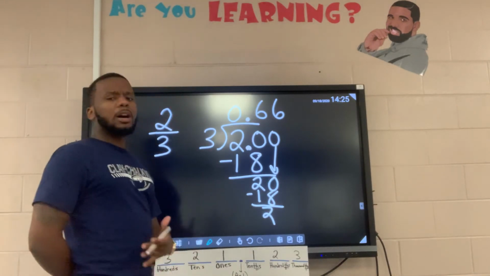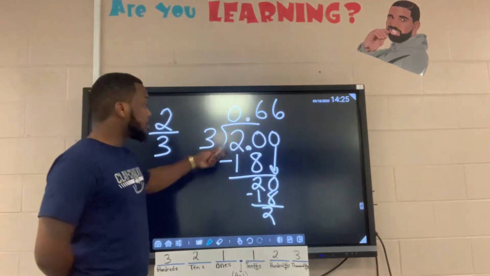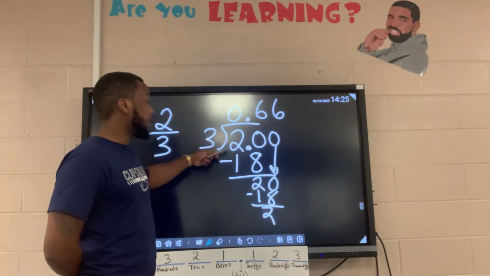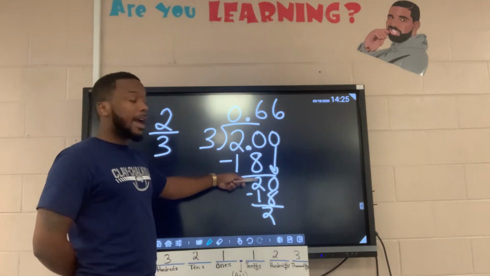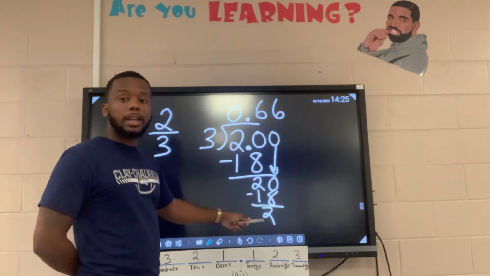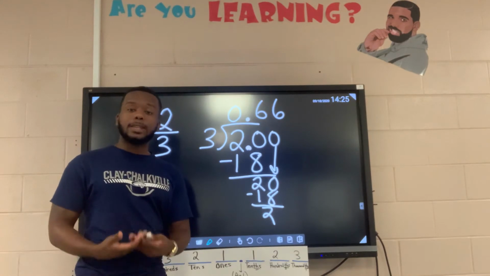Now, if you're keeping up, you can see that this pattern will continue. I'll subtract, I'll get 18. I'll multiply, and get 18. When I subtract 20 from 18, I'll get 2. I'll add a 0. I'll continue to do this, and that 2 will never go away. So in any event that a remainder will never go away, this is what you do.